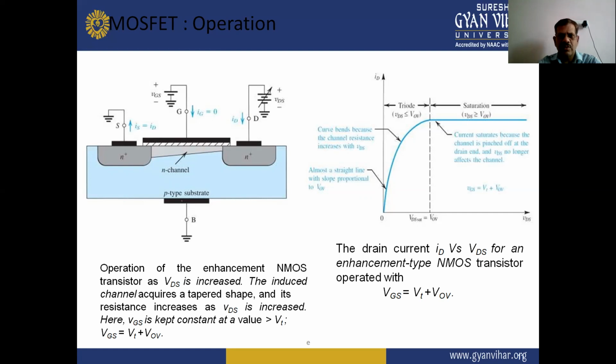and also we can explain this with the help of the VI characteristics of the MOSFET, in which the curve bends because the channel resistance increases with VDS. Also, in this graph there is a saturation region in which VDS is greater than VOV.